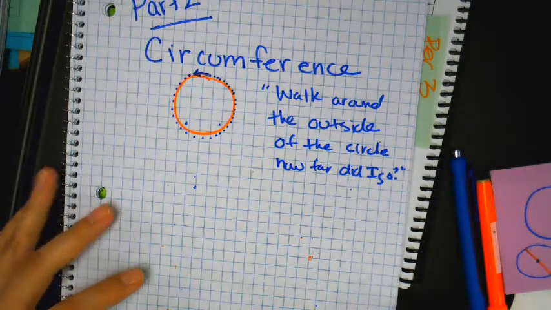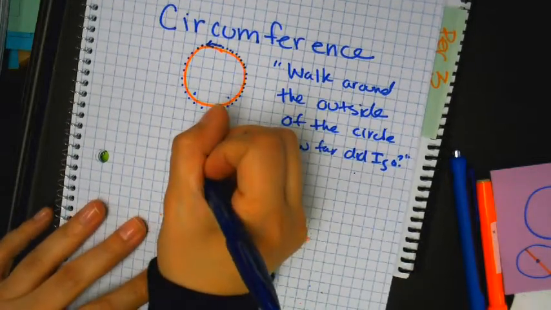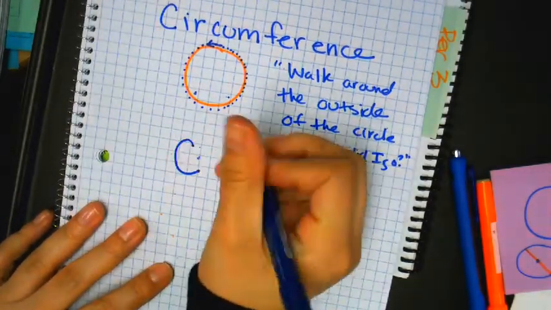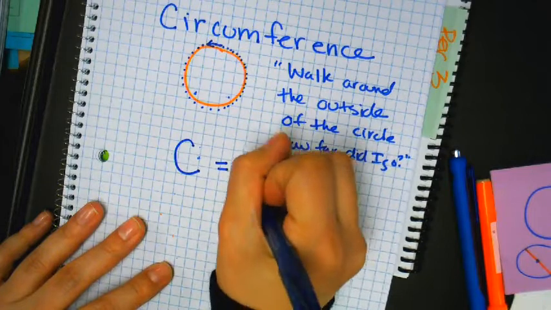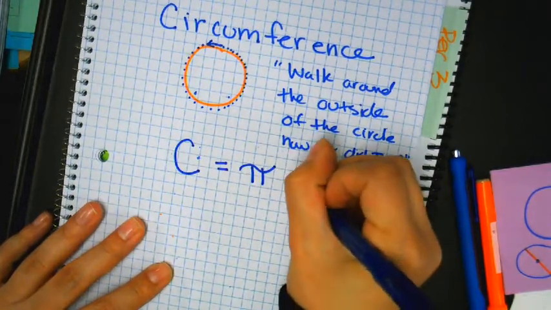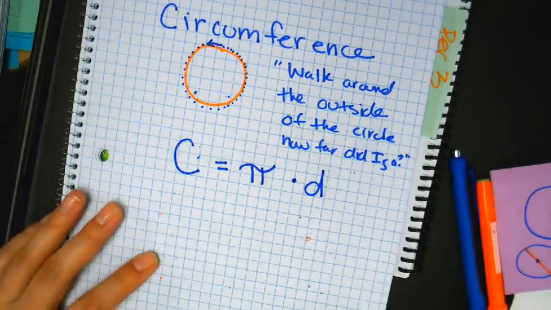What we do is we find the circumference using the following formula. Circumference is equal to pi times diameter.